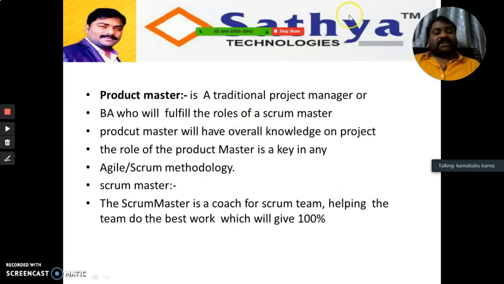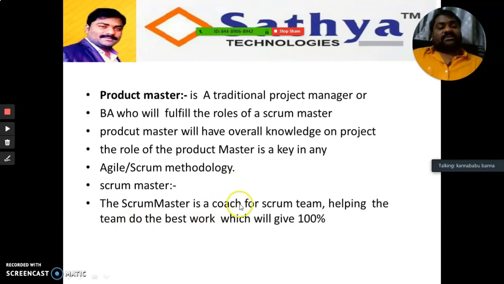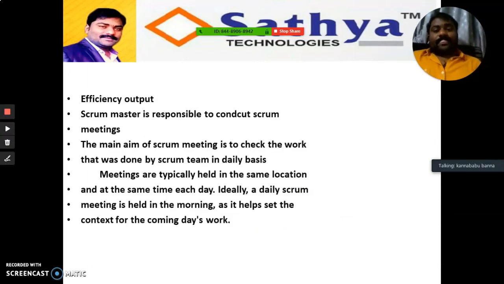Product master is traditionally the project manager or business analyst who will fulfill the role. Product master will have the overall knowledge of the project. The role of the product master is key in agile methodology. He is the person who will act like a mediator between the company and the client. He knows the end-to-end requirements, the product, what they are developing, and everything. Scrum master is the coach for the Scrum team, helping the team to do the best work, which will give 100% efficiency output.